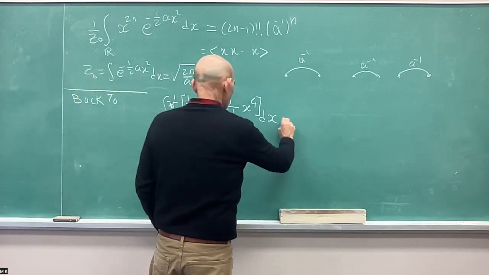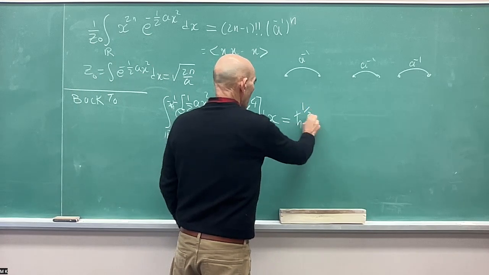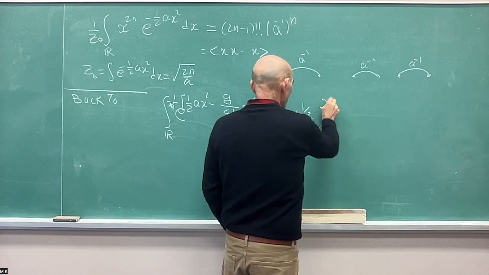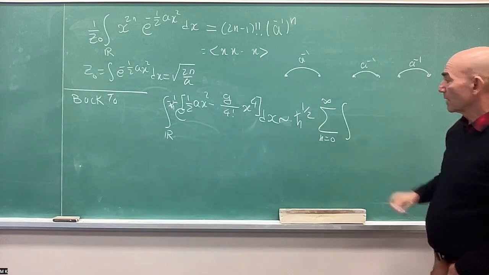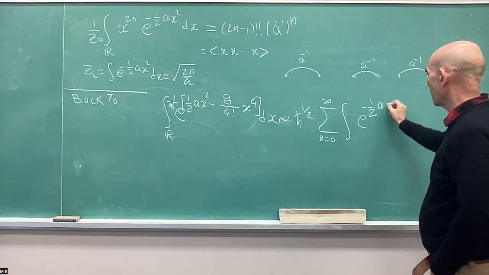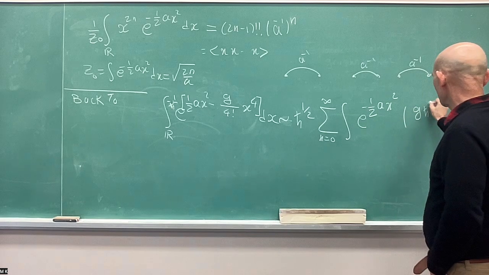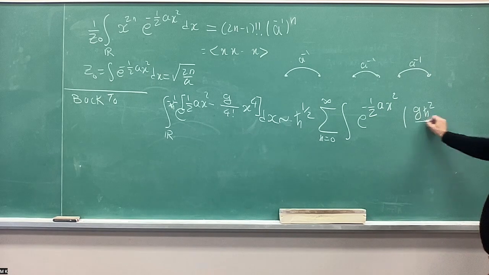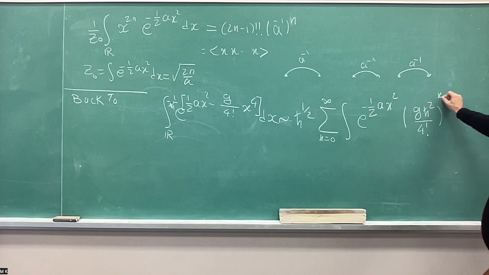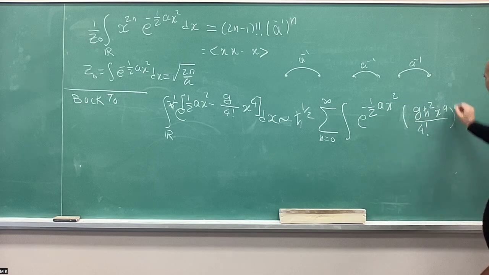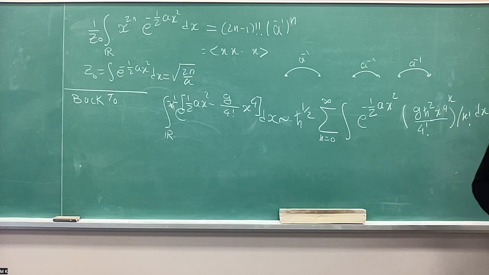So this is equal to, as we wrote, h bar half times the sum over k from 0 up to infinity of the integral of exponential of minus 1/2 a x squared times g h bar squared x^4 divided by 4 factorial, to the power k, divided by k factorial, dx. This is it, right? So this is the asymptotic expansion.